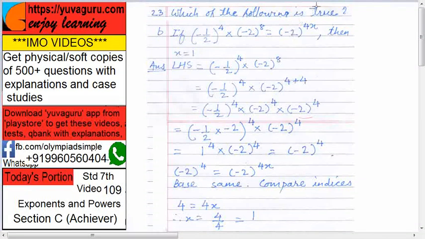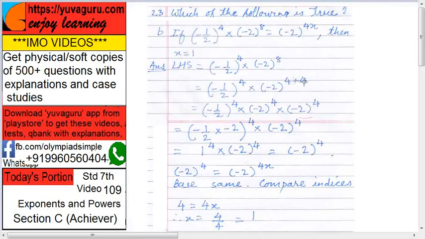Keep this logic clear. If you want to keep the minus, then keep it for all. If you want to remove the minus, remove it for all. Okay. So left hand side equals what? Minus 1 upon 2 the whole raised to 4 into minus 2 raised to 8. Solve this. Minus 1 upon 2 the whole raised to 4 into, this 8 means what?